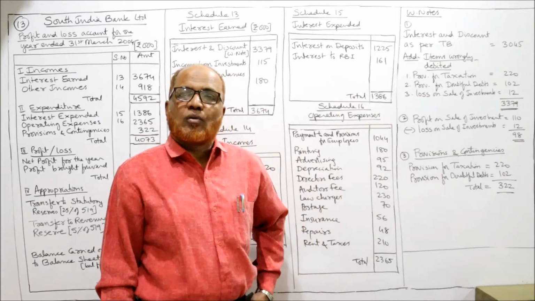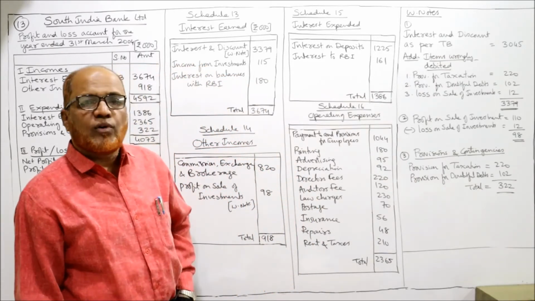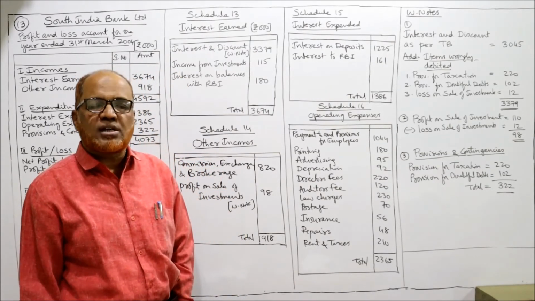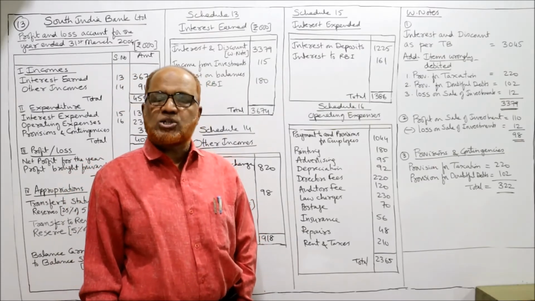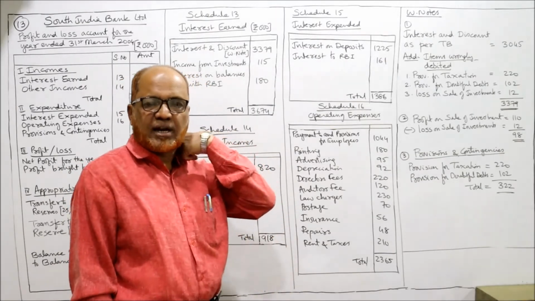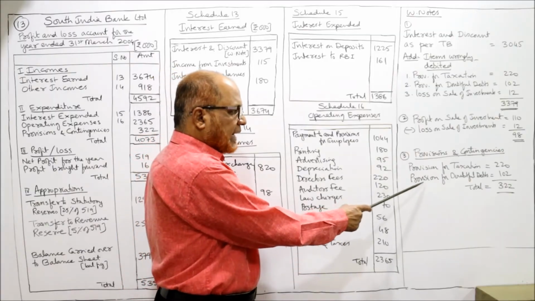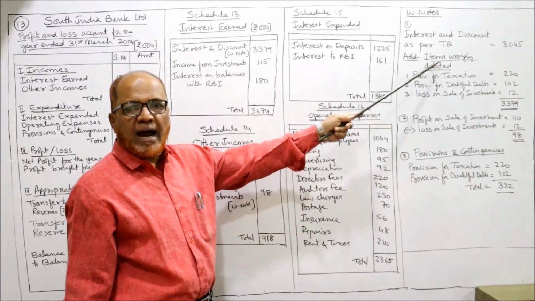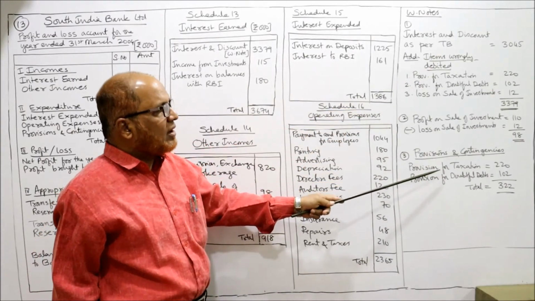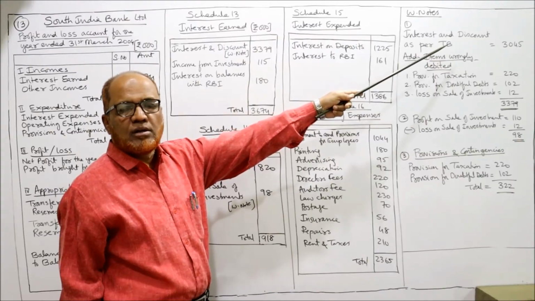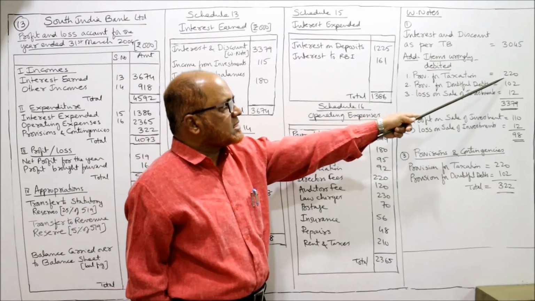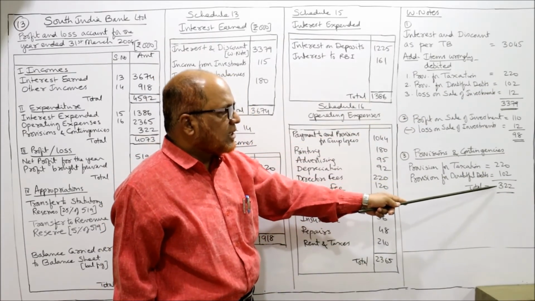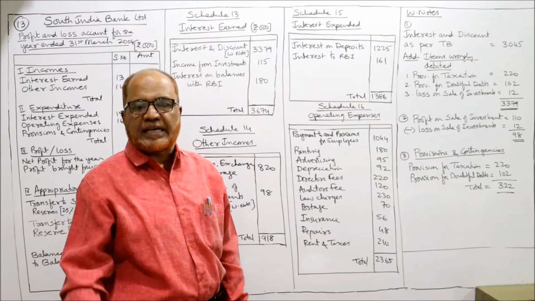Now, provision for doubtful debts and provision for taxation. These two items should be shown under provisions and contingencies. According to the provisions of the Banking Regulation Act, provision for doubtful debts and provision for taxation have to be shown under provisions and contingencies. These two items we have already added back to interest and discount. Provision for taxation 220, provision for doubtful debts 102. These two items we will take again here, 322. 322 is the provision for taxation.